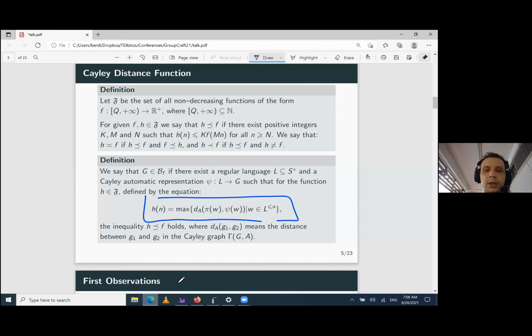So what do you get from this definition? You get, in general, a non-decreasing function, hn. So now the question: how does this function grow? And actually you can also compare this function in a coarse sense. Here you have a definition which is in fact very close to the classical one you are familiar with.